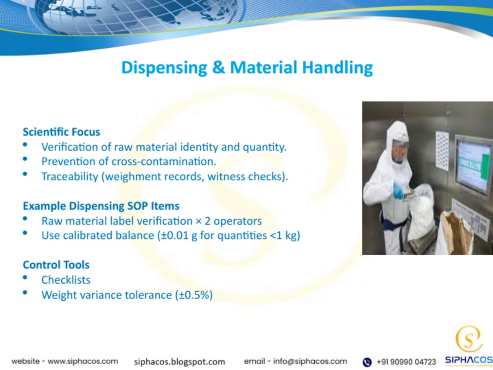For example, our standard operating procedures for dispensing include verifying the raw material labels twice, by two different operators, to double-check accuracy. We also use calibrated balances, typically with an accuracy of plus or minus 0.01 grams for quantities under 1 kilogram, to ensure precise measurements. Control tools like checklists help us stay consistent, and we set weight variance tolerances, usually around plus or minus 0.5%, to catch any deviations early. All of these practices work together to support our overall goal of quality, safety, and traceability in our manufacturing process.